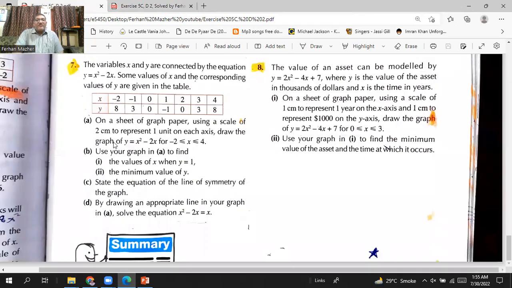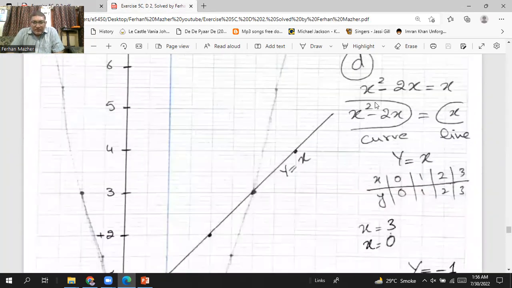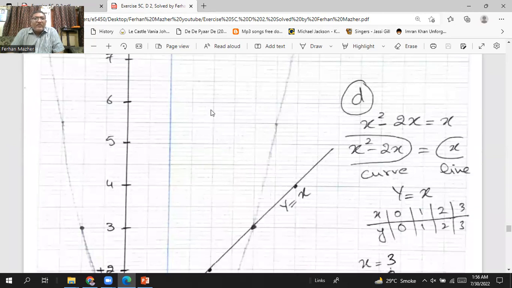Okay, now the question is by drawing an appropriate line in your graph from part A, solve the equation x squared minus 2x equals x. If you look carefully at this equation, this is what they want us to solve. If you look at the left side, it is exactly the equation of the curve whose graph you have drawn, x squared minus 2x. So whatever is on the right side, I will suppose it's a line. So it's x, I will suppose it equals y. So y equals x, that is a line.